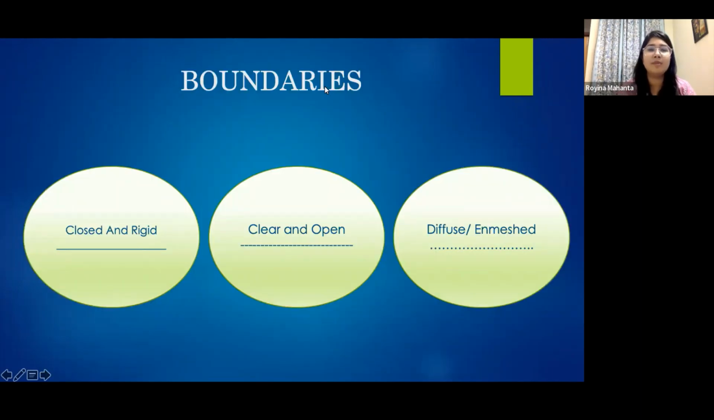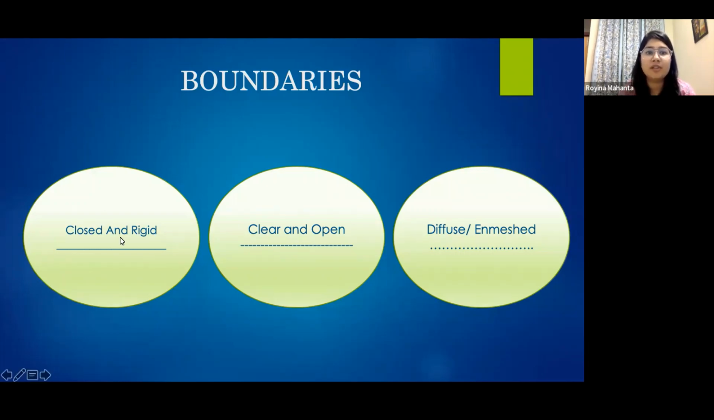So then we come to boundaries. In boundaries, there are three types of boundaries. The first being closed and rigid, second is clear and open, and third is diffuse or enmeshed boundary. When we talk about boundaries, we assess both the internal boundaries and external boundaries in a family. The internal boundaries basically refer to the boundaries between the family members, and the external boundaries refer to the boundaries that exist between a family and the larger society.